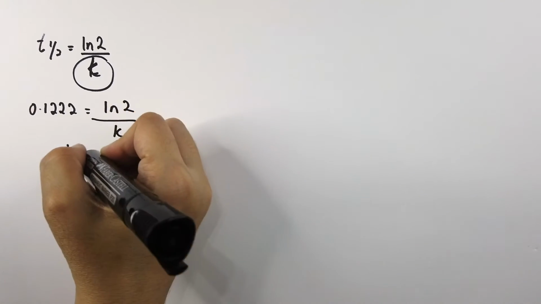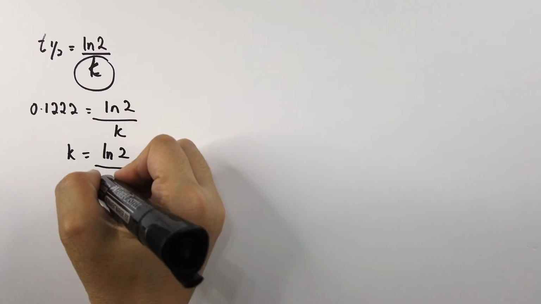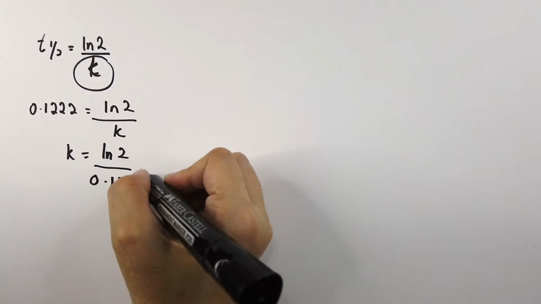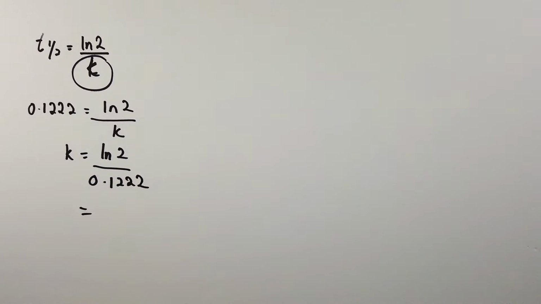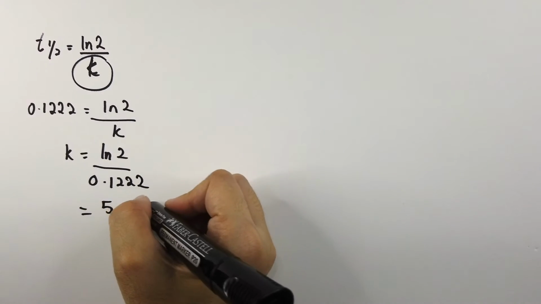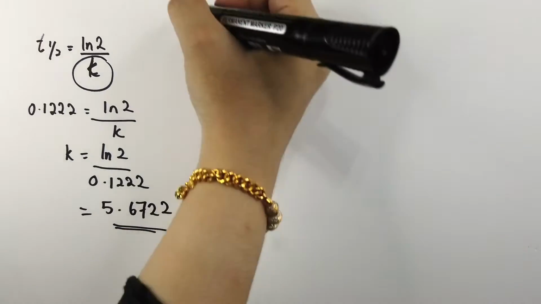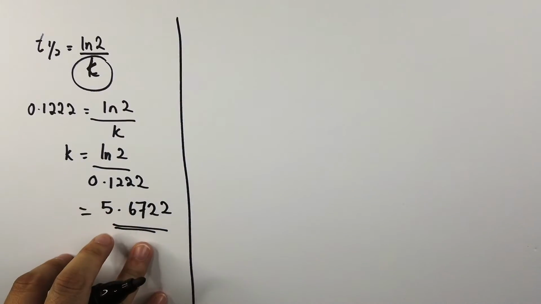Hence, k is equivalent to ln 2 over 0.1222. Therefore, you should get the value of k equivalent to 5.6722. So this is the first part of the calculation method.